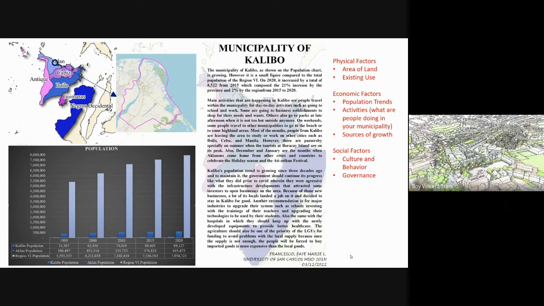So this one was submitted by our student, Faye, on the municipality of Calibo in Aklan. As you can see, it's in northeastern Visayas. And then, as expected, the municipal population count is significantly smaller than the regional population count. That's a whole region versus one municipality. It's not even one-third, maybe even less than one-fourth, maybe one-eighth of the total population of the region.